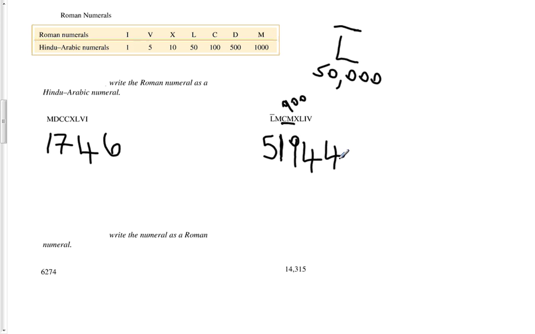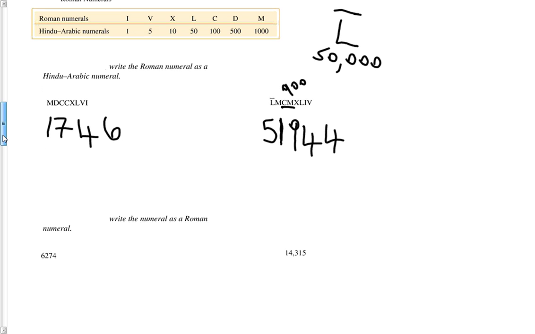So this number here is 51,000, which is the L with the bar over it, the 50,000, and the M is the 1,000. CM is 900, XL is 40, and IV is 4. So this Roman numeral represents the Hindu-Arabic numeral 51,944.